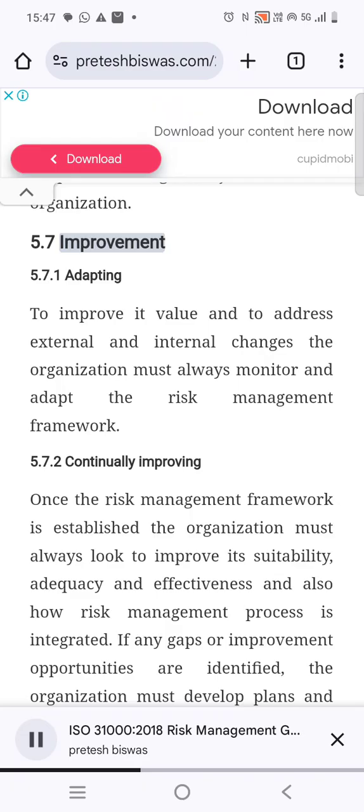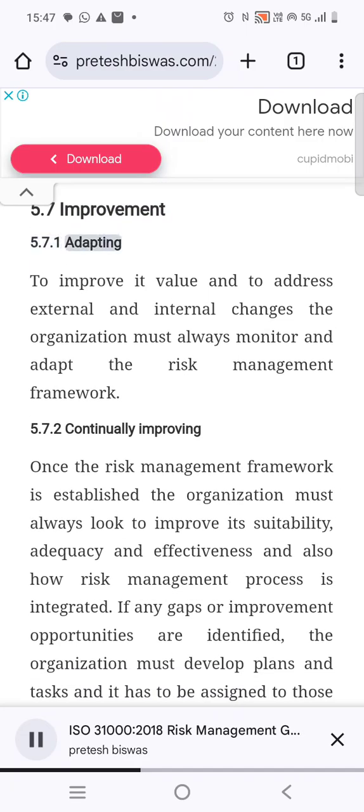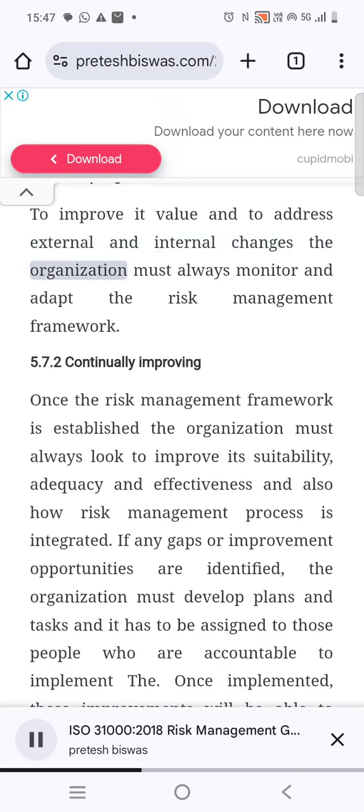5.7 Improvement. 5.7.1 Adapting. To improve its value and to address external and internal changes, the organization must always monitor and adapt the risk management framework.